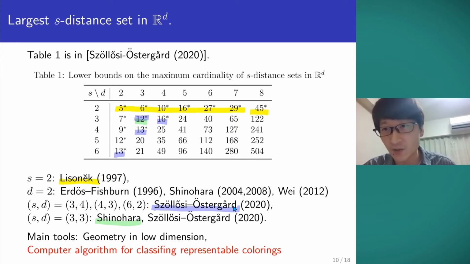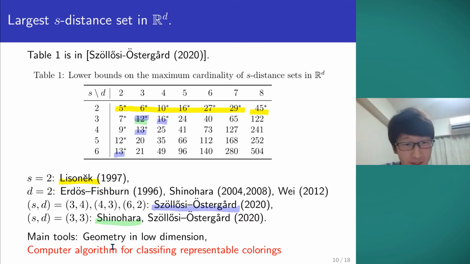And Szöllősi-Östergård gave an algorithm to classify s-colorings which have a representation as an s-distance set. So their algorithm is a kind of extension of Rosenfeld's. So the main tools to determine the largest s-distance set in Euclidean space are, first, geometry in low dimensions, and computer algorithms for classifying representable colorings.